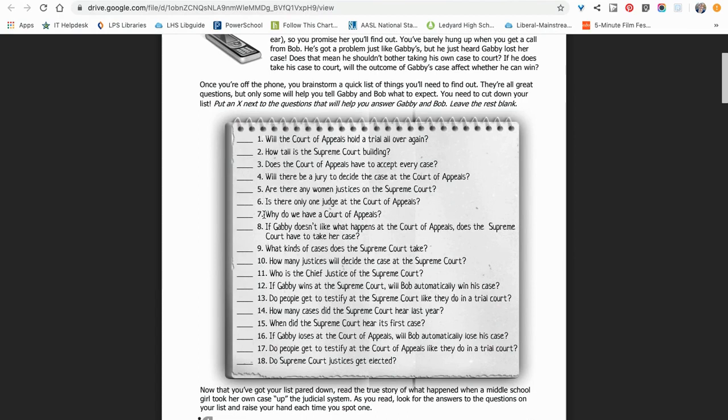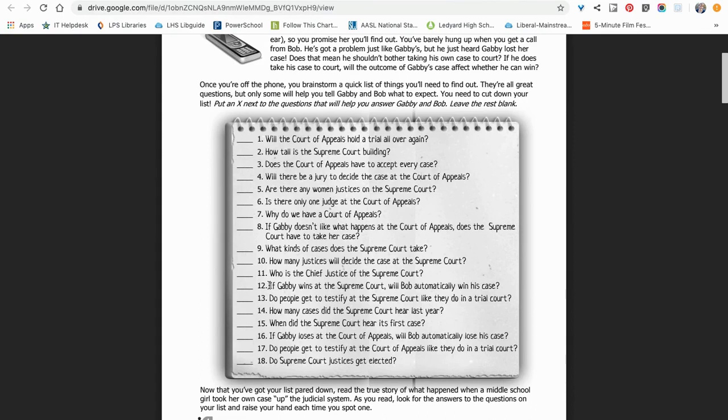Number 7, why do we have a Court of Appeals? Number 8, if Gabby doesn't like what happens at the Court of Appeals, does the Supreme Court have to take her case? Number 9, what kinds of cases does the Supreme Court take? Number 10, how many justices will decide the case at the Supreme Court? Number 11, who is the Chief Justice of the Supreme Court? Number 12, if Gabby wins at the Supreme Court, will Bob automatically win his case?